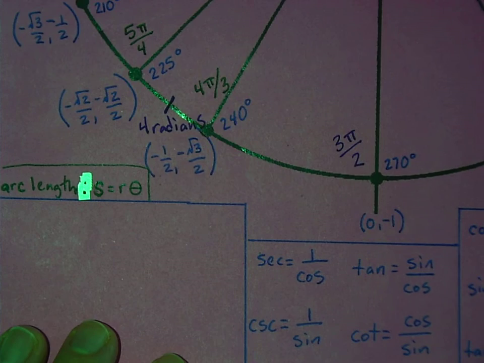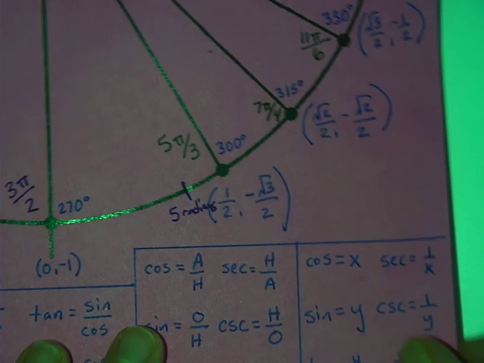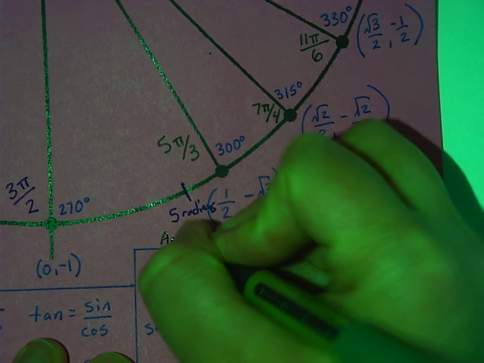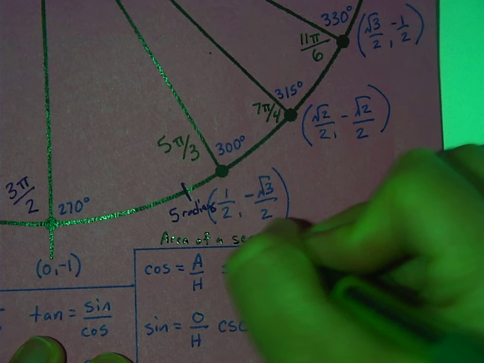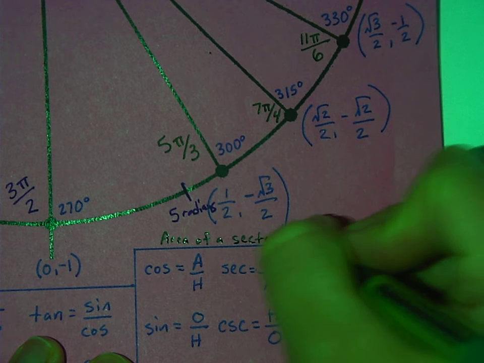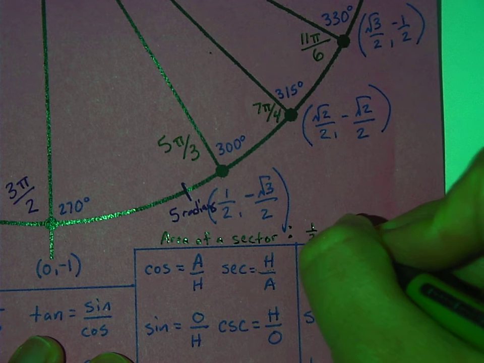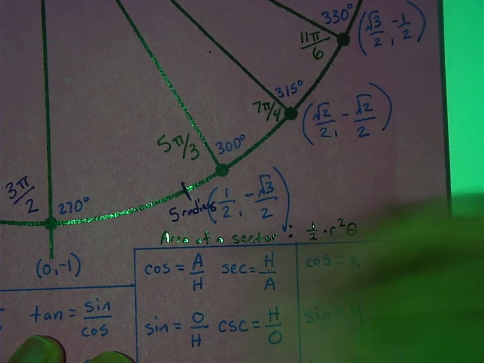And then over here, everybody write it down? And then over here, on top of these boxes, we're going to write area of a sector is 1/2 times r squared theta.